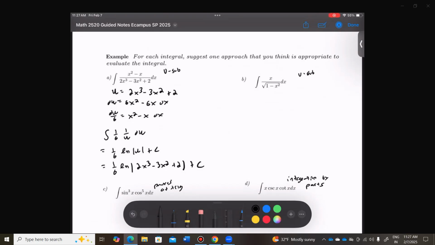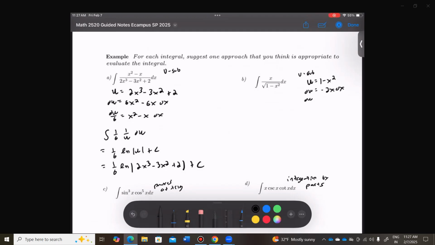Similar idea here, do a u substitution. I know it looks like an inverse trig substitution. You could probably do that and get away with it. But why do something harder when a u substitution is kind of straightforward? So we can let u equal 1 minus x squared, so du equals negative 2x dx.